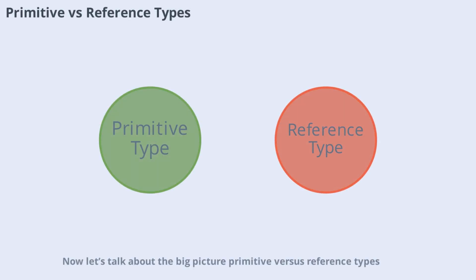Now let's talk about the big picture. Primitive versus reference types. Primitives like int and double store actual values directly in the stack, making them fast and efficient. Reference types such as String or arrays store a reference or address in the stack, but the actual data lives in the heap. This difference affects speed, memory use, and how your data behaves. Understanding this distinction is key to writing robust Java code and avoiding common pitfalls.